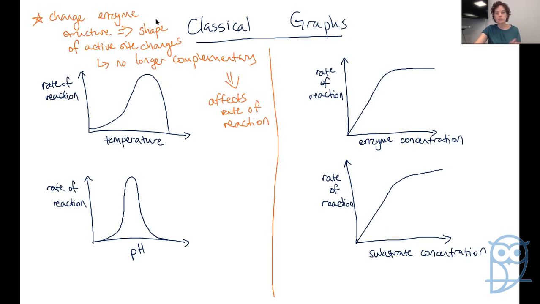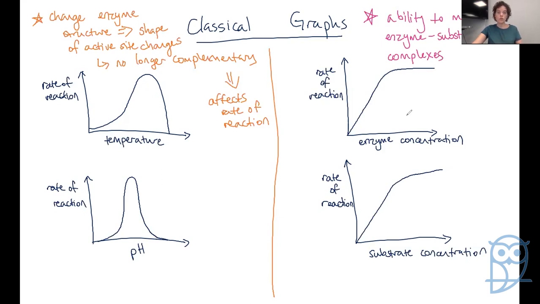On the other side of the fence, enzyme concentration and substrate concentration, here the enzymes are all fully functional. Here it's about availability. Can we make enzyme substrate complexes, because without those, then we can't have a rate of reaction. The more enzyme substrate complexes we have, the more rate of reaction we can have. Okay, so this is about ability to make enzyme substrate complexes.